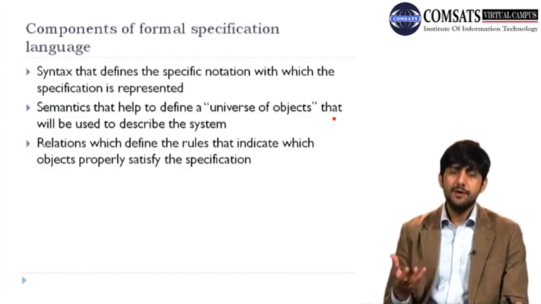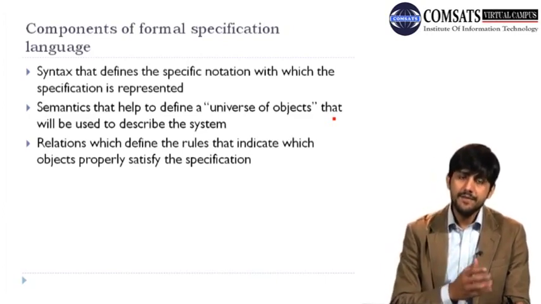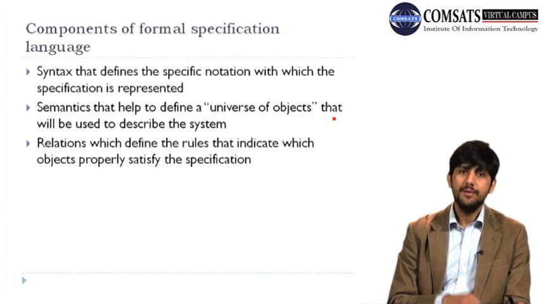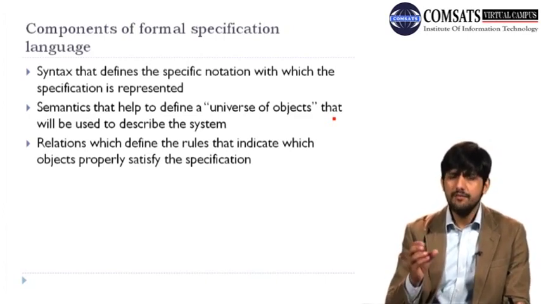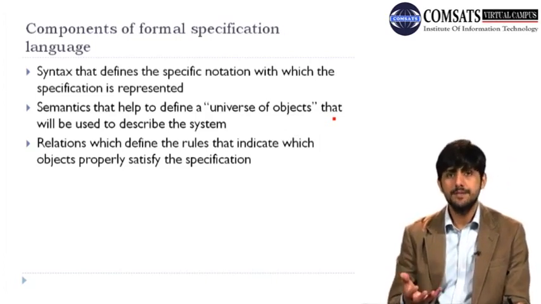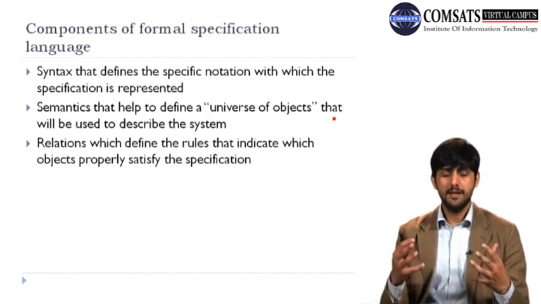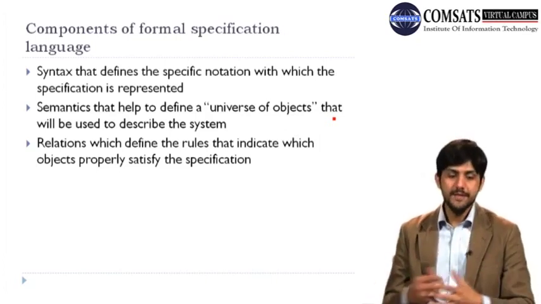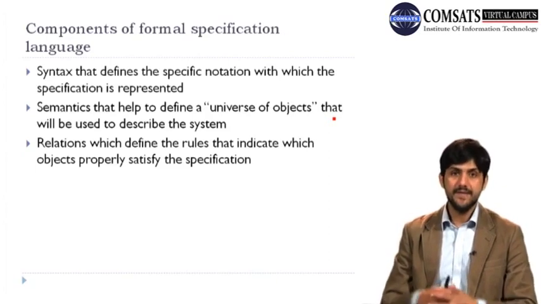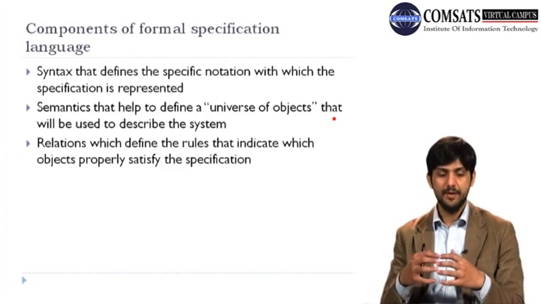So what are the components of a formal specification language? As I said, there are different languages which people have proposed to write requirements formally, and they vary in notation. Their notation would vary from one language to another, but they serve the same purpose, that you are trying to specify requirements in a mathematical format. So what are the components of a formal specification language? The syntax that defines a specific notation with which the specification is represented.